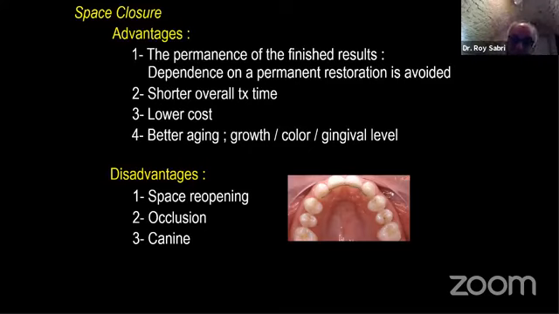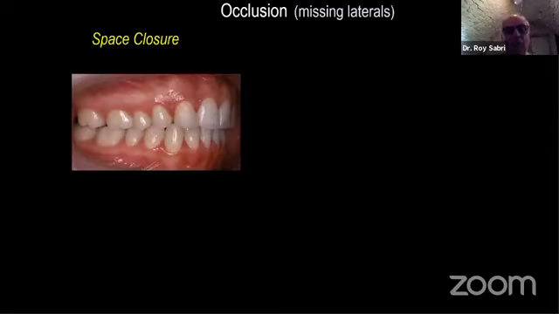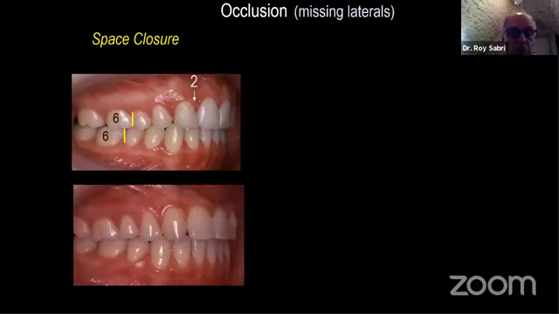The second disadvantage is occlusion, and three is the canine. I'm going to talk about now occlusion in space closure. Whether you do non-extraction on the lower arch, class 2 molar, or extraction on the lower arch, class 1 molar, in both cases your canines are in class 2. At some point we worried about TMJ problems, you don't have canine guidance, but research has shown that you don't have an occlusal problem, let me say.